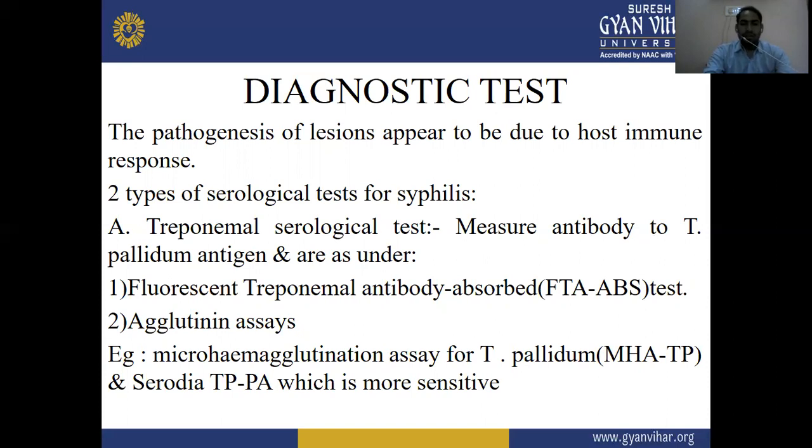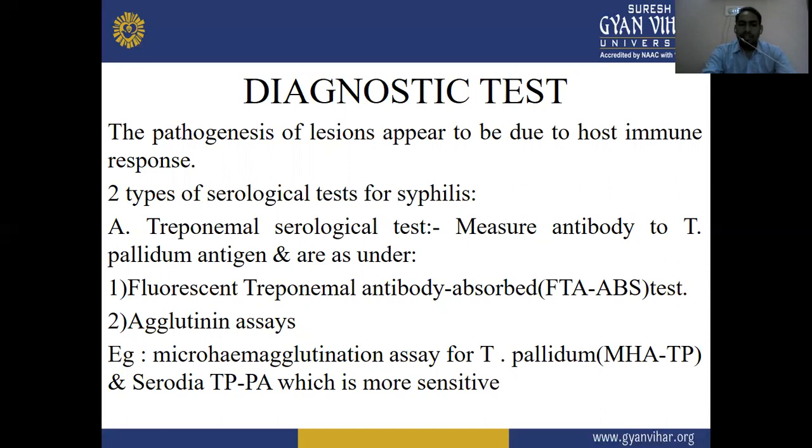And next one, agglutination assay. The FTA-ABS test is a diagnostic test for syphilis using antibody specific for the Treponema pallidum species, and such a test would be assumed to be more specific.